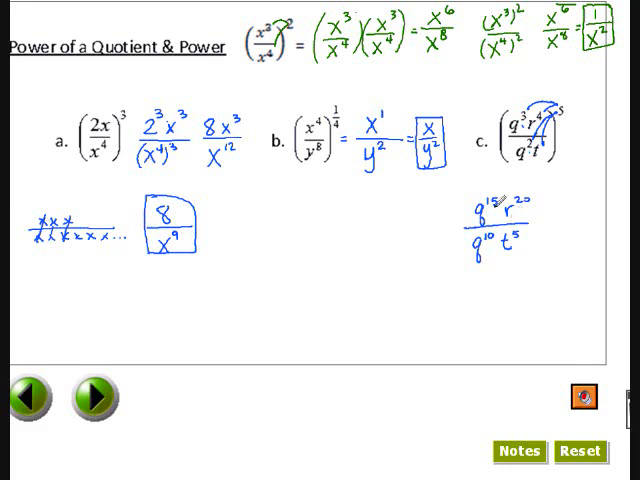Alright, now I'm almost done, but I see the r and the t are different. They don't have the same base. I can't subtract, but these two are the same. I can subtract and simplify. If I have 15 factors of q and 10 factors of q, 10 cancel out, and there are 5 remaining in the numerator. So q to the 5th, r to the 20th, divided by t to the 5th. That would be my final answer.